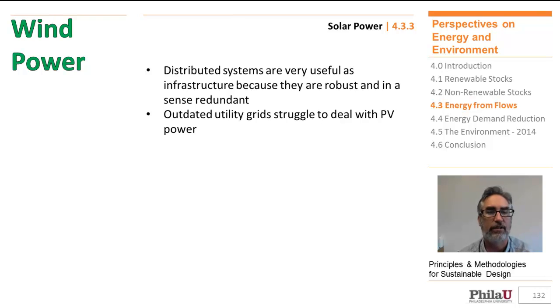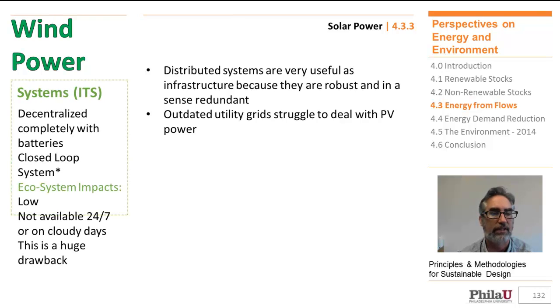Distributed systems are very useful as infrastructure because they are robust and, in a sense, redundant. And so what we see with PV is the opportunity to have off-grid buildings. What's blocking that right now is the introduction of battery technology that's cheap enough and powerful enough to store solar electricity in an efficient way.